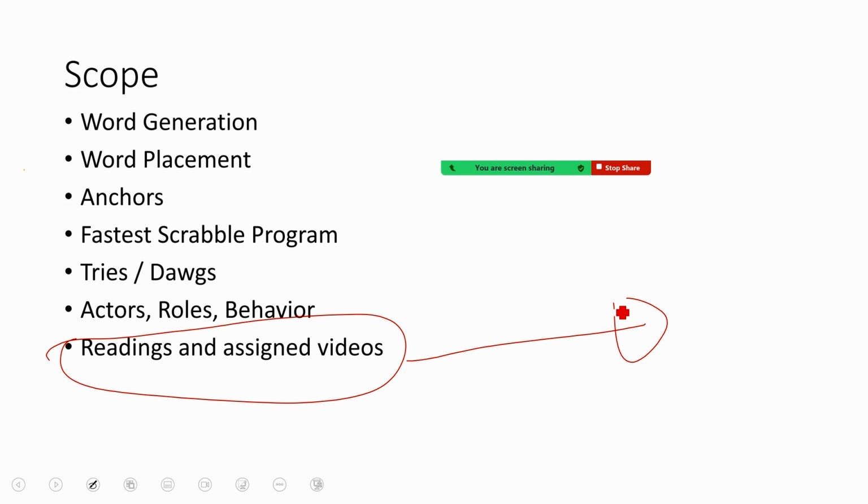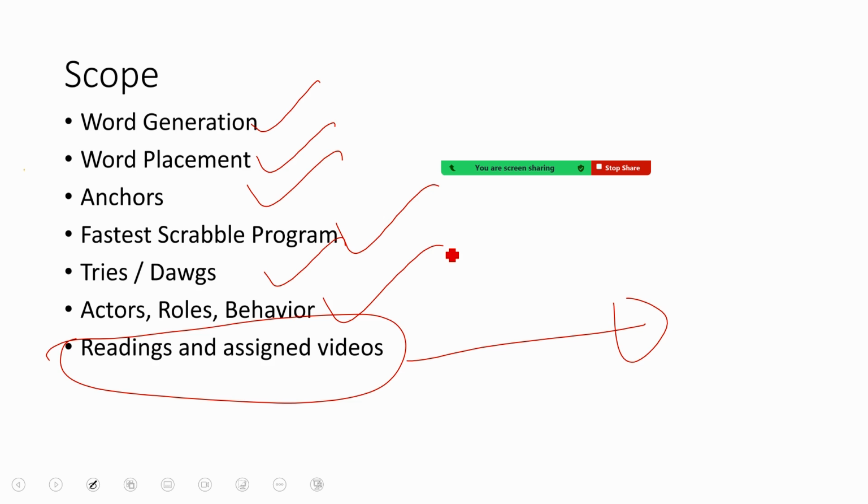Hopefully today's lecture and today's walkthrough, which is essentially based on the same paper, with the approaches and elements we've covered all coming from that paper, should help you take a better pass at it. But within and outside of the paper, the things you have to think about are word generation, word placement, anchors, the fastest Scrabble program, tries and dogs, and then actors, roles, and behaviors from the lecture in between from week 3.